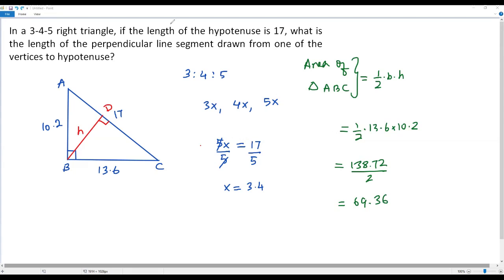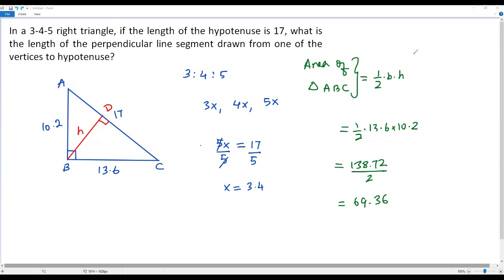Okay, now I'm going to find the area of the same triangle ABC in the other way, that is using this h as the height of the triangle and this AC as the base of the triangle. The reason I use h as the height is that this is a perpendicular line segment drawn to AC. Since this is perpendicular to one of the sides, we can consider this BD as height and this AC as a base.